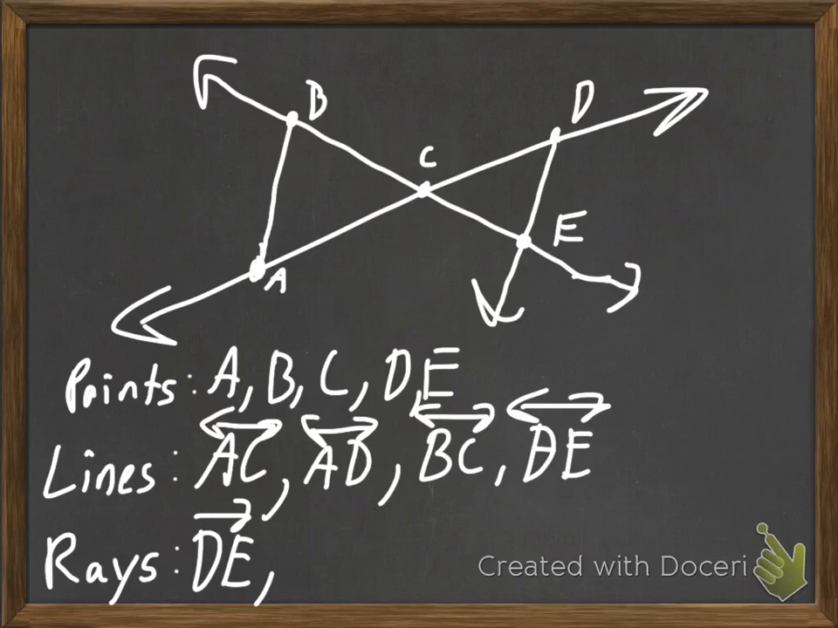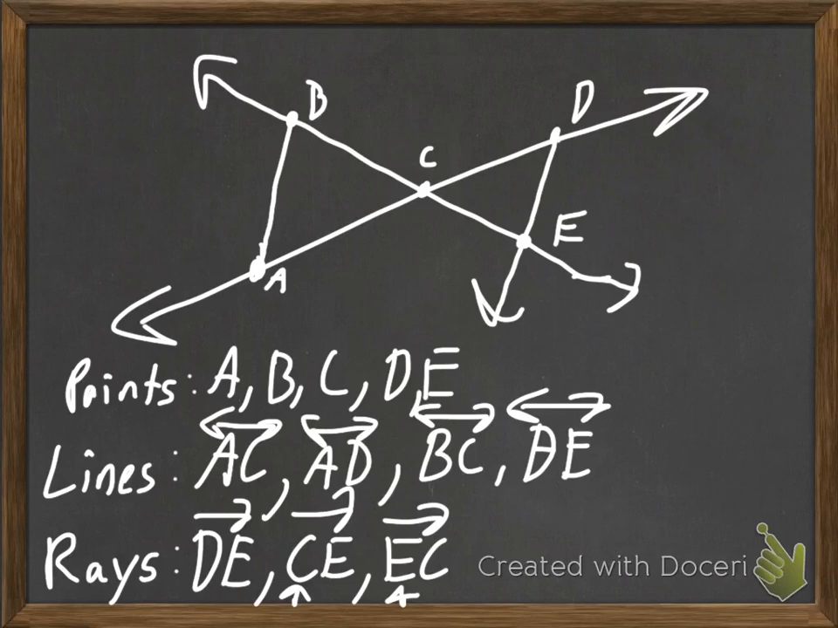We could also say that CE is a ray. We could say that EC is a ray. And the reason we can flip that around is because we're saying that this endpoint is where it starts. So it's not like the line where it goes forever two ways. E tells us where to start, and the second letter tells us where to look.